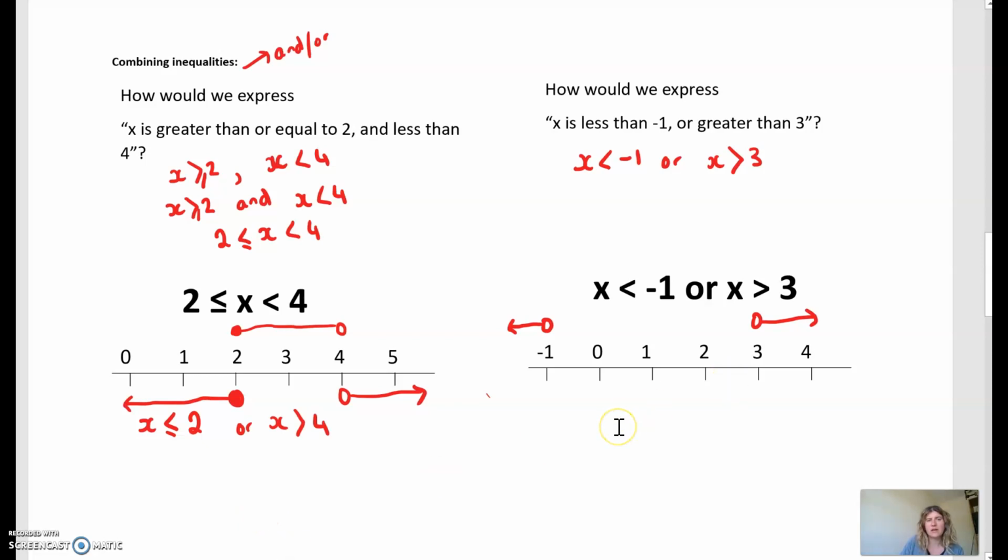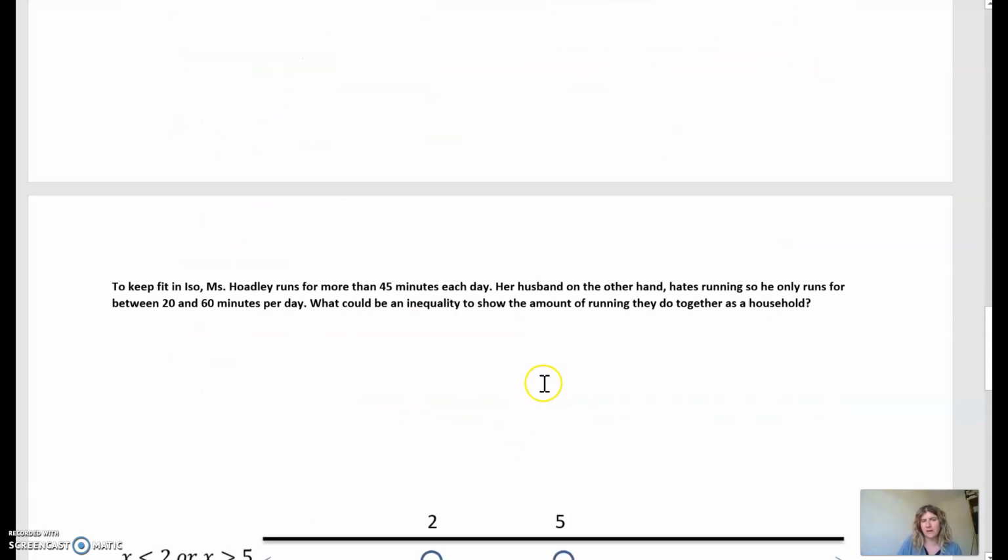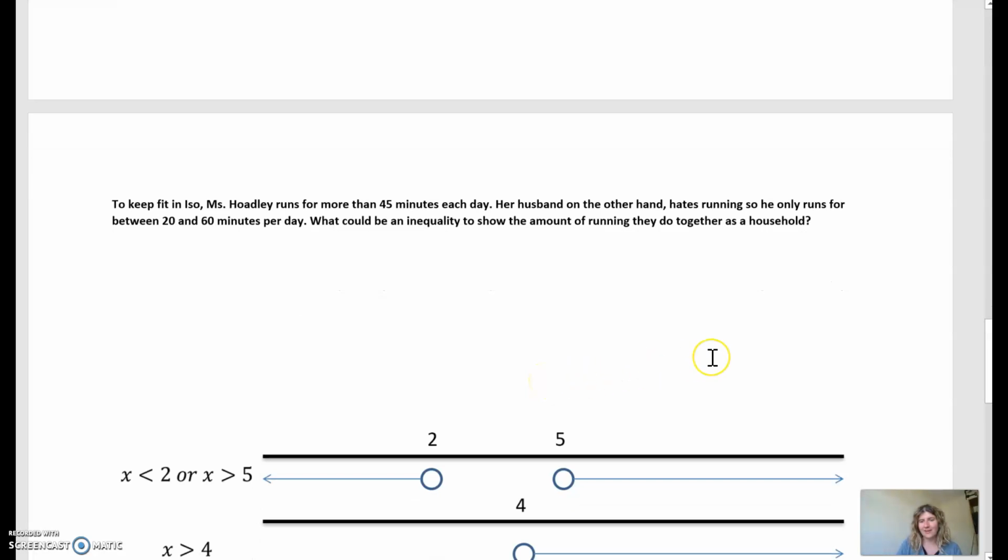All right, now this is going to come into play for where we're looking at combining different inequalities of different equations. So I wanted to give you a little bit of context to start off with first. So your context is, now this was true at the start of lockdown. It's now no longer true because I hurt my knee. But to keep fit in ISO, Miss Hoadley runs for more than 45 minutes per day. Her husband, on the other hand, hates running, so he only runs for between 20 and 60 minutes per day. What could be an inequality to show the amount of running they do as a household?